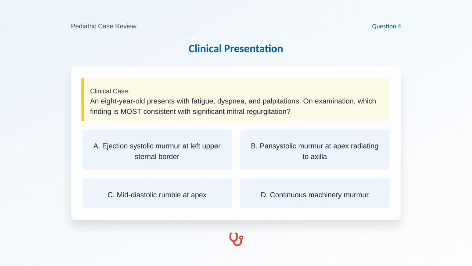C. Mid-diastolic rumble at apex. Or D. Continuous machinery murmur. Consider the characteristic auscultatory findings of mitral regurgitation and how they differ from murmurs associated with other cardiac conditions. Recognizing these specific physical examination findings is crucial for the clinical diagnosis of mitral regurgitation in pediatric patients.